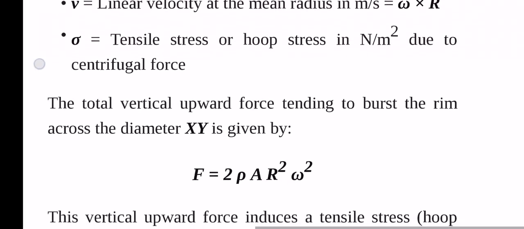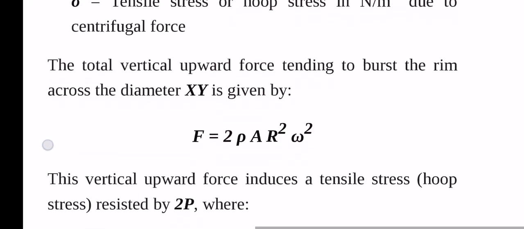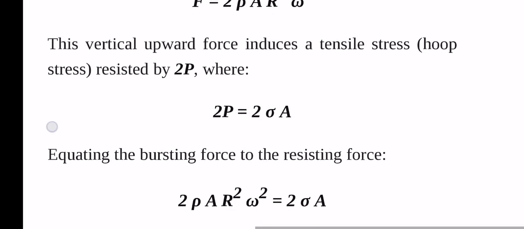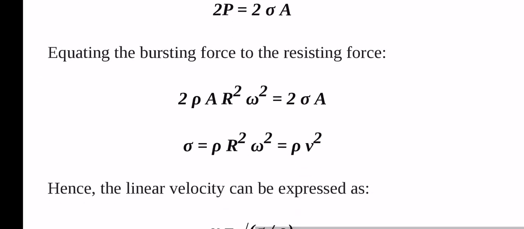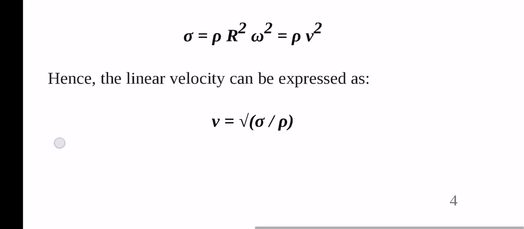Total vertical upward force tending to burst the rim across the diameter XY is given by F is equal to 2 rho A R square omega square. This vertical upward force induces a tensile stress, whose resistance is 2P, where 2P is equal to sigma A. Equating the bursting force to the resisting force, 2 rho A R square omega square equals 2 sigma A. Sigma equals rho R square omega square, which is equal to rho v square. Hence, the linear velocity can be expressed as v is equal to root over sigma by rho.